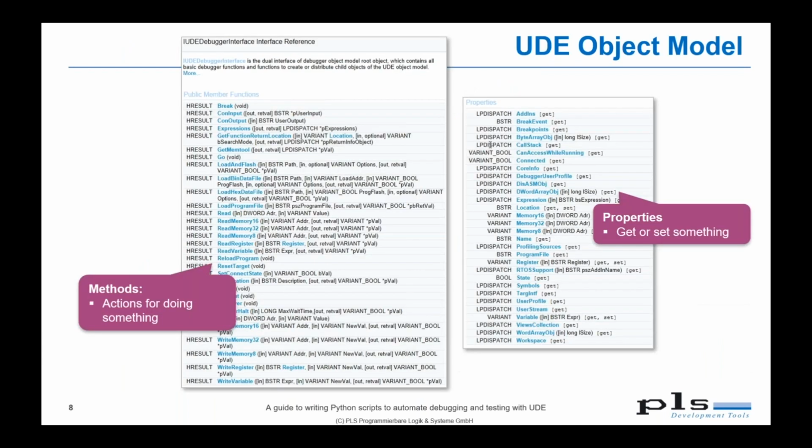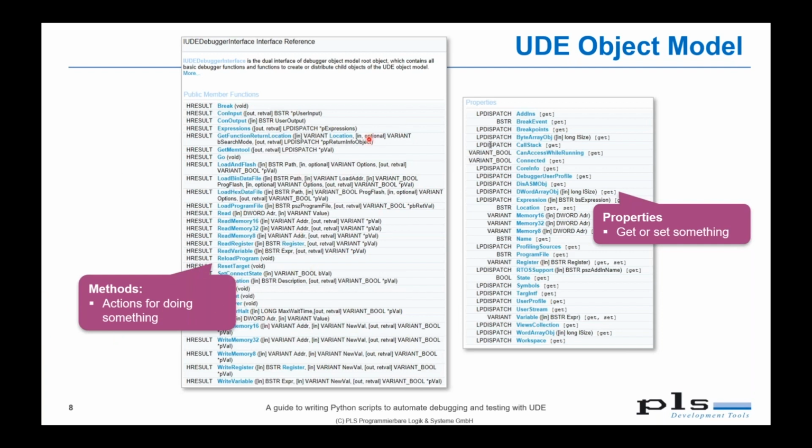Each object implements methods and functions, as said before, and also provides some properties. This is the documentation for all the methods and properties of the debugger object. On the left side you see all the functions that we provide, which are basically doing something. And on the right side is the documentation of all the properties, which basically get or set something in the target. The screenshots here are taken from our help system. So you see that the objects, functions, properties, and so on are well documented.